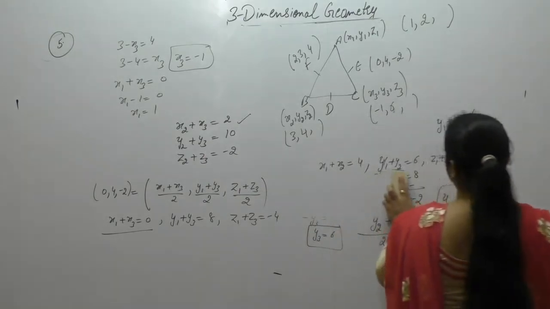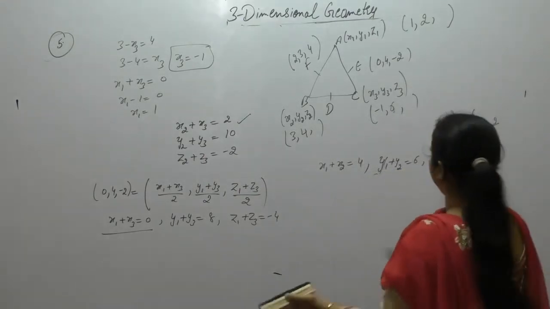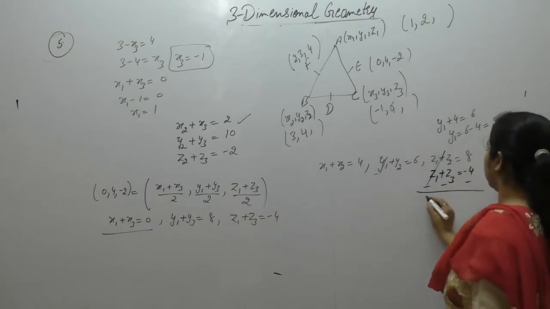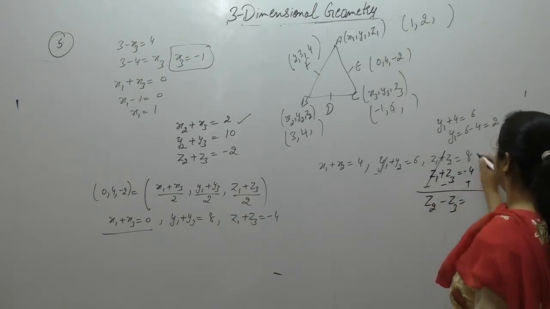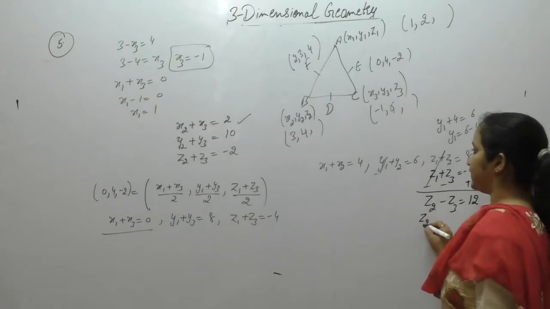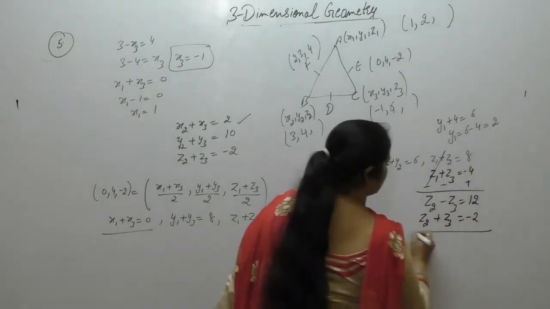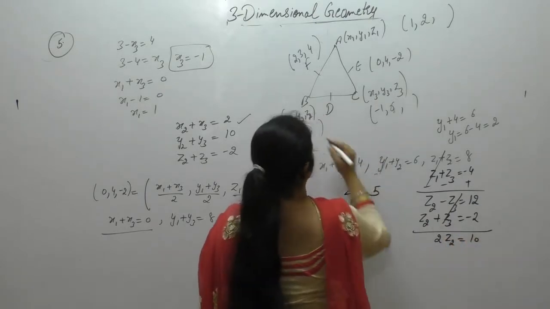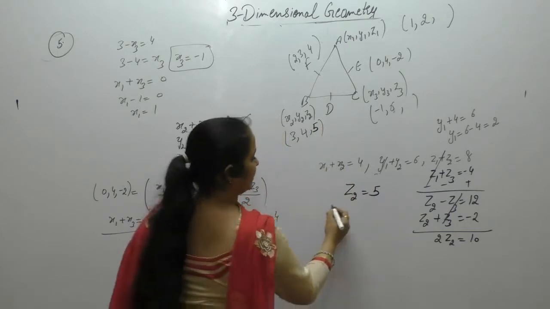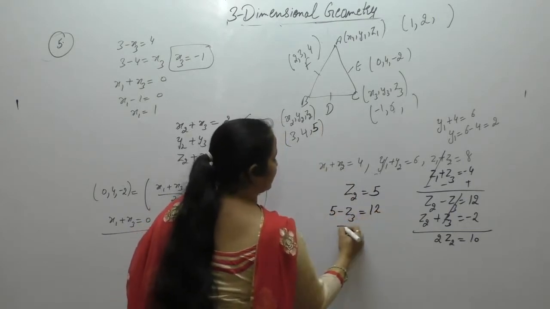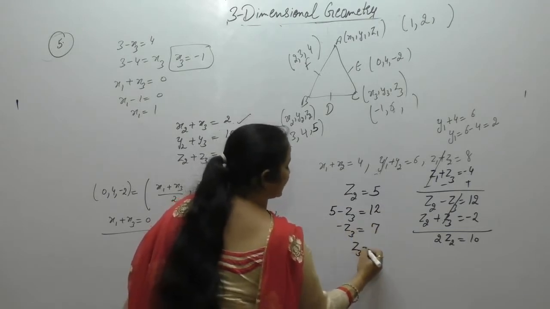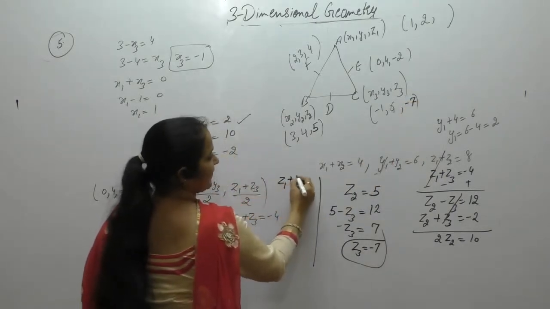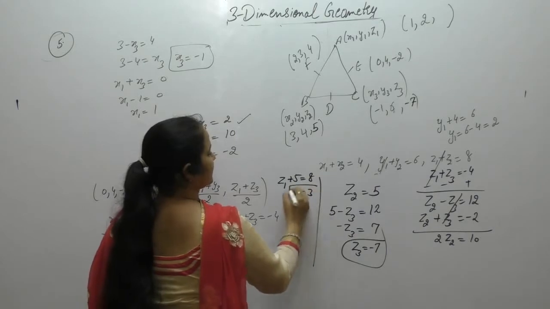Now solve the equations for z1, z2 and z3. z1 plus z2 is given as 8, z1 plus z3 is minus 4. Subtract the equation. z2 minus z3 is 8 plus 4, 12. Now we have z2 plus z3 is equal to minus 2. z3 will get cancelled. 2z2 is 12 minus 2, which is 10. So we get z2 as 5. Put the value of z2. 5 minus z3 is 12. 12 minus 5 is 7. So z3 is minus 7. Now z1. z2 is 5. So z1 is 8 minus 5, that is 3.